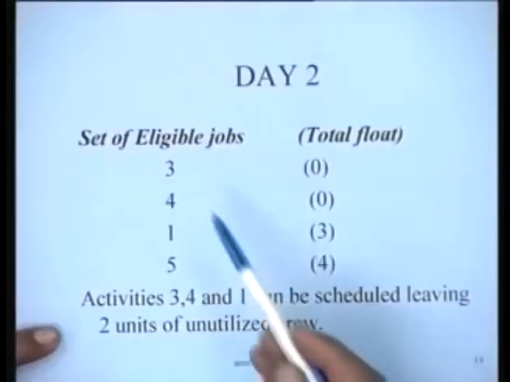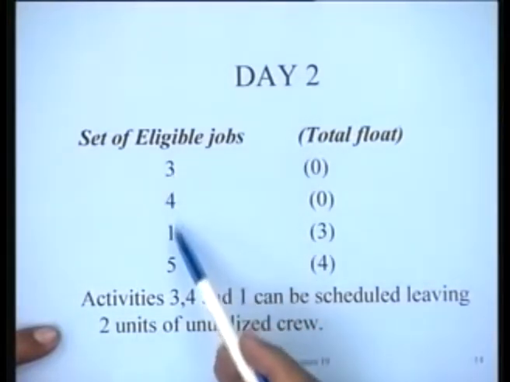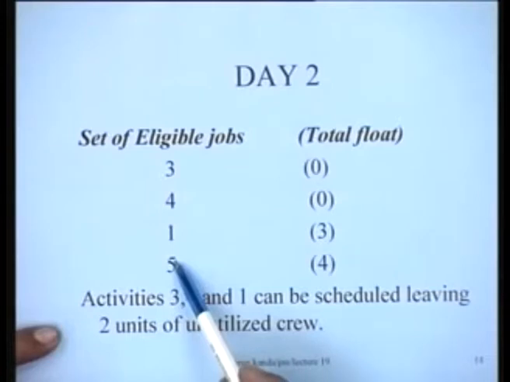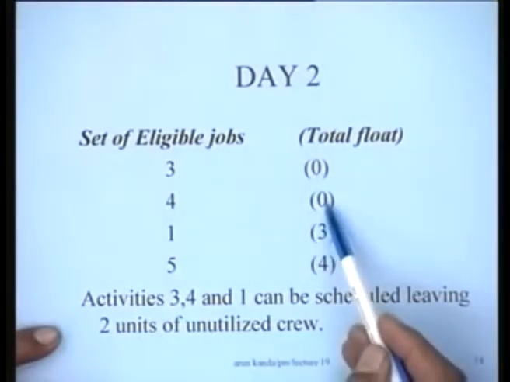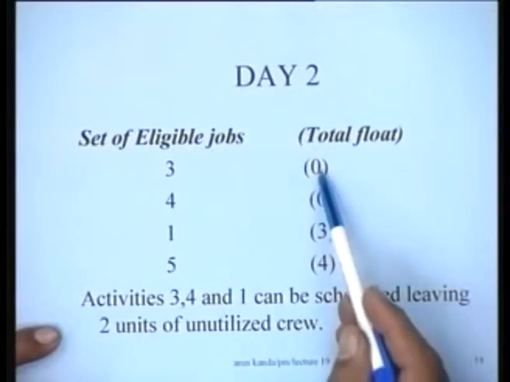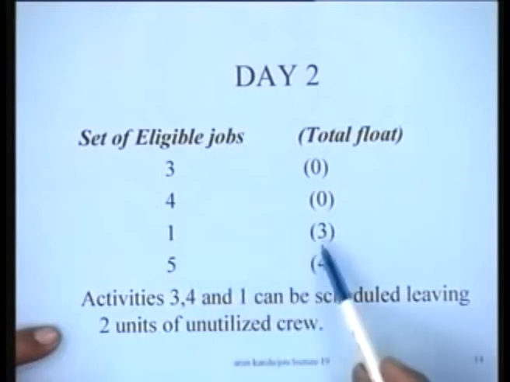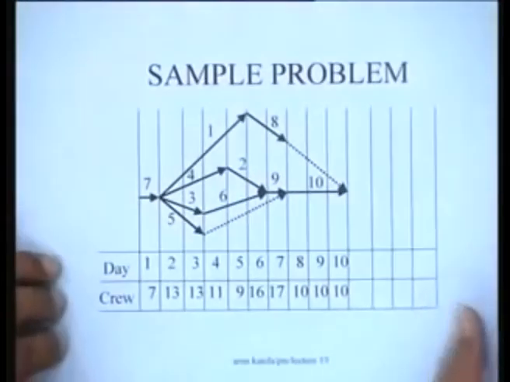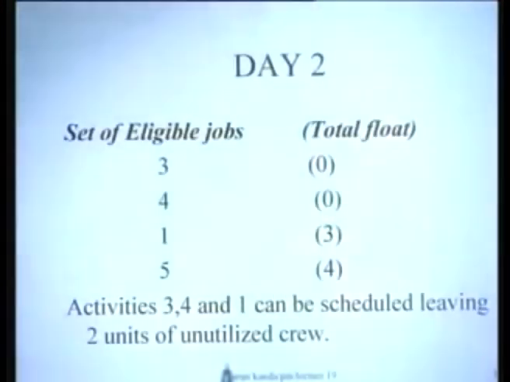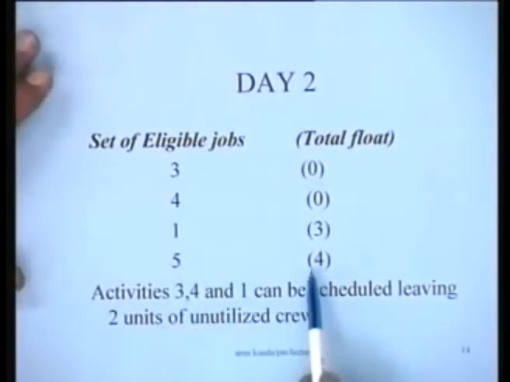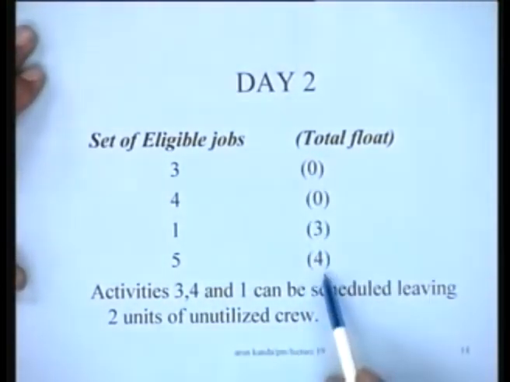So on day 2 we have these 4 jobs, 3, 4, 1 and 5, which have now become eligible for placement, and we order them first according to their total float, because this is going to be our tie breaking heuristic. So 3 and 4 are both critical jobs. They have a total float of 0. Job number 1 has a float of 3, right? You can see, for instance, job number 1 has this float of 1, 2, 3. Both 1 and 8 can be slid by 3 days. And job number 5 has a float of 4 days. So this is the order of the jobs.